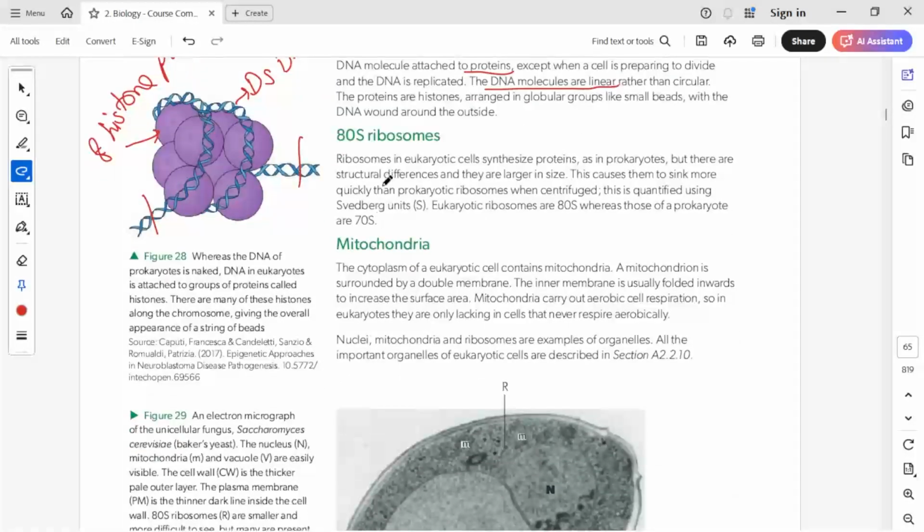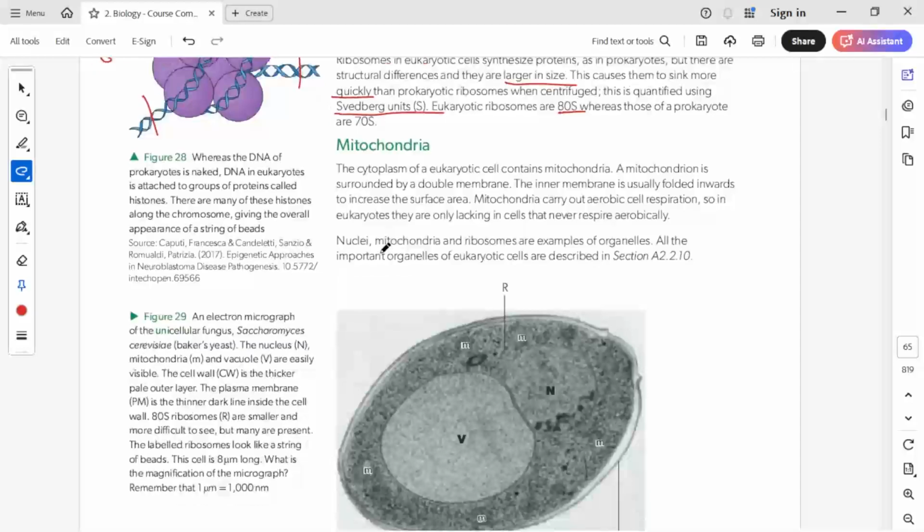Now coming to ribosomes. Ribosomes in eukaryotic cells synthesize proteins just like prokaryotes. They both have the same function of protein synthesis. Ribosomes are involved in the protein synthesis process called translation. Structural differences are still there between prokaryotic and eukaryotic ribosomes. Prokaryotic ribosomes are smaller, they are 70S. Eukaryotes have 80S ribosomes, so they are larger in size. This causes them to sink more quickly than prokaryotic ribosomes when centrifuged, so it is quantified using Svedberg units, S. Eukaryotic ribosomes are 80S.